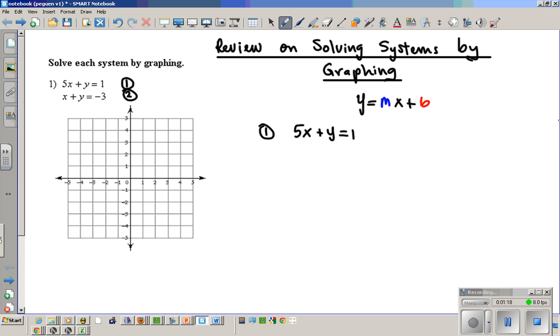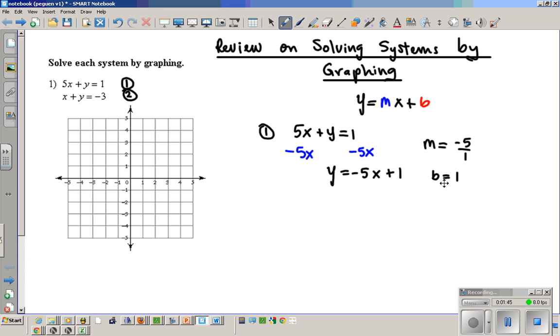How do I place this in slope-intercept form? I need to isolate the y. So to do that, first I subtract 5x from both sides. That gives me y equals negative 5x plus 1. It's now in slope-intercept form, so I can see what the slope is. The slope is negative 5 over 1, and the y-intercept is 1.